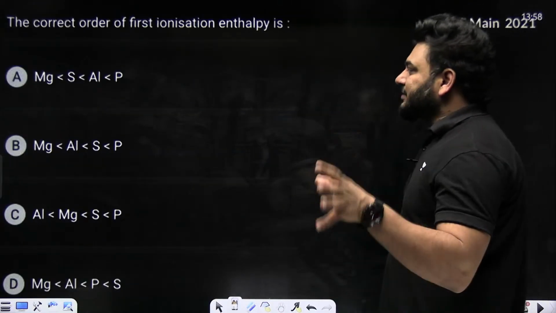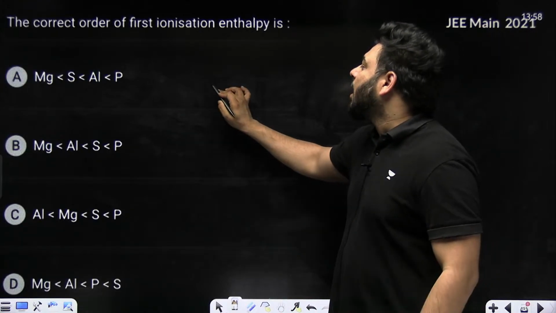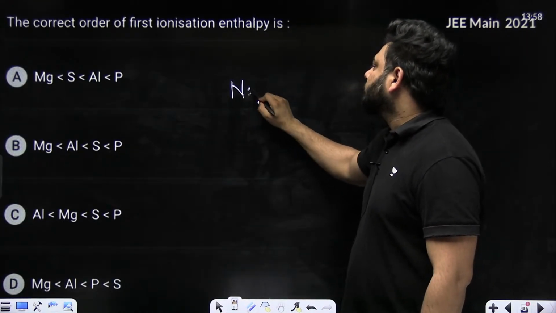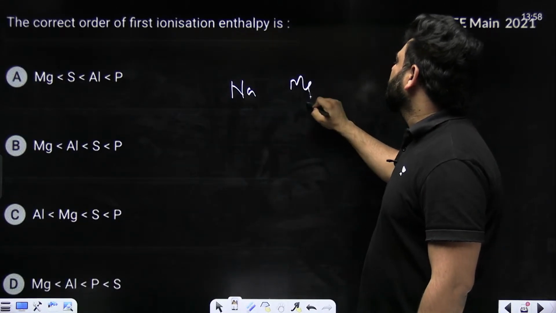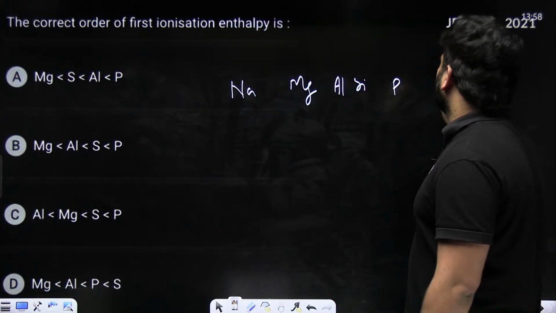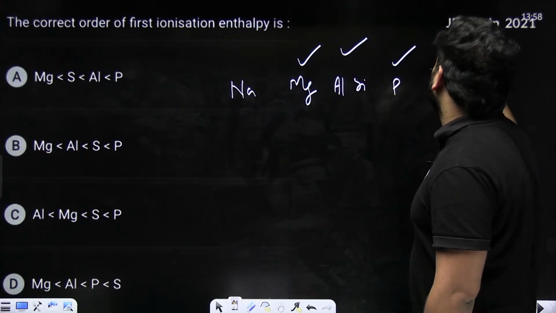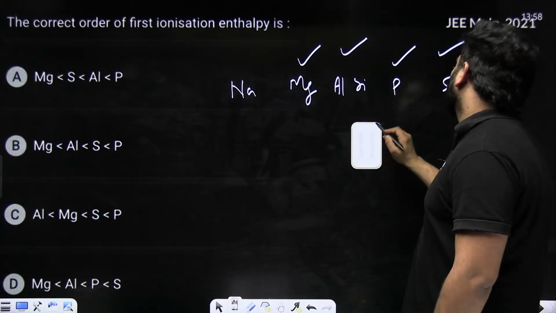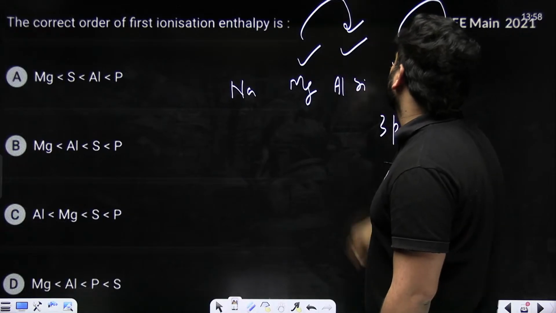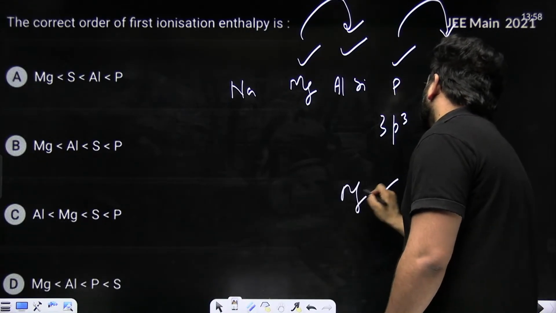Both of them are correct, but not the explanation. The correct order of first ionization enthalpy out of these all belongs to the third period. They all members are sodium, magnesium, aluminium, silicon, phosphorus, then we have sulfur. But anyways, what we have to talk about: magnesium, aluminium, phosphorus, sulfur. Phosphorus has a configuration of 3p3, shifted from there to here. Magnesium is also shifted from aluminium. The correct order should be phosphorus followed by sulfur followed by magnesium and then aluminium.